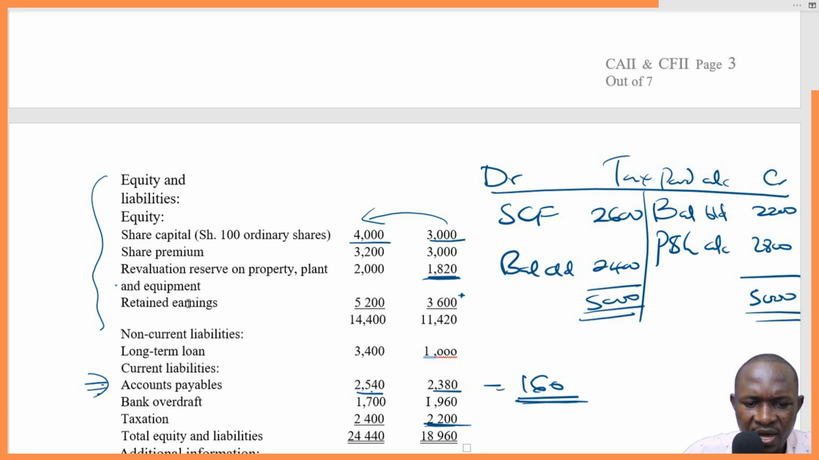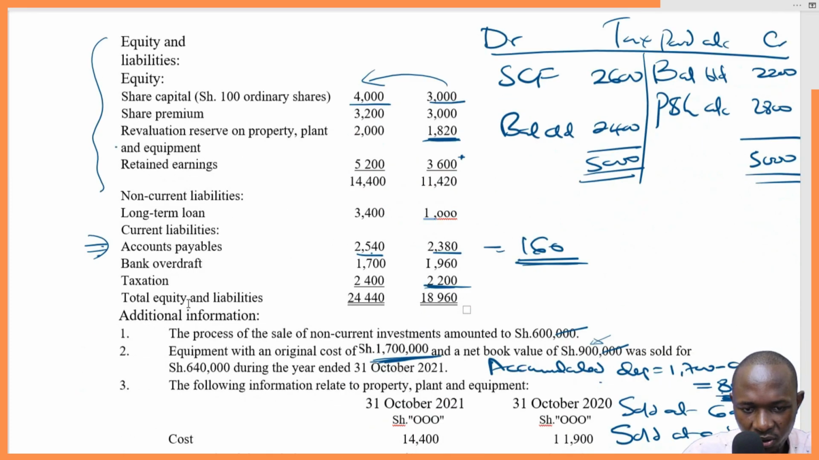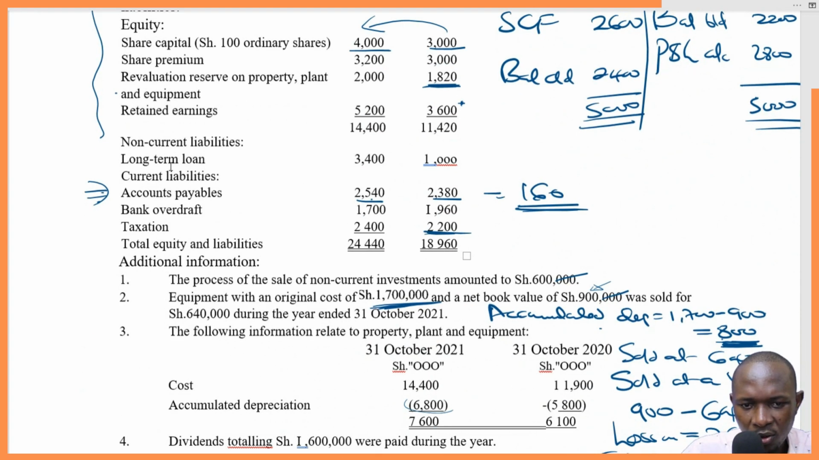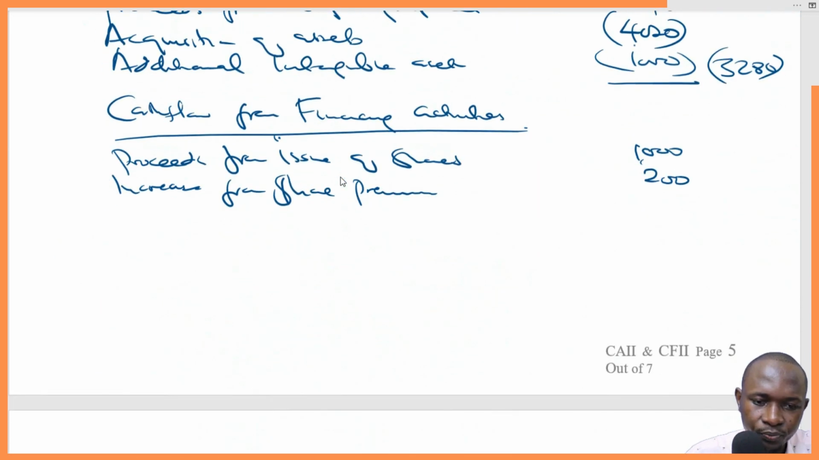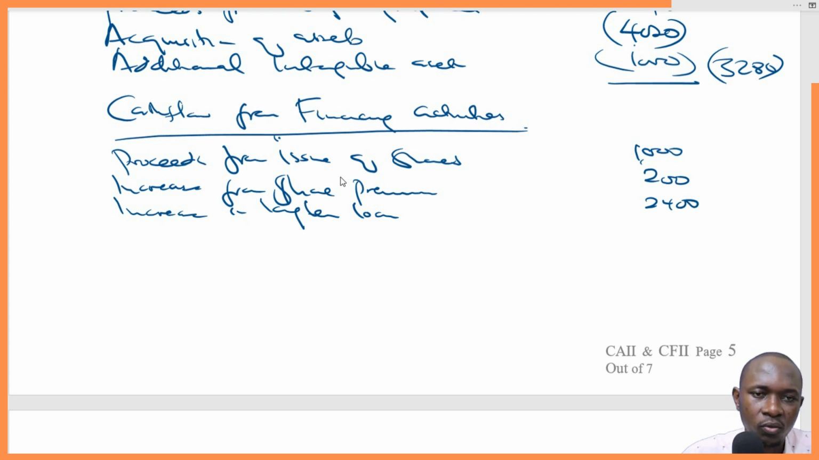The valuation, we are done with that. Retained earnings, that one will be captured under the dividends, so we don't have to go there. Long-term loan is also a financing activity. We can see it has increased from 1,000 to 3,400. That means that we have received 2,400 more. So, increase in long-term loan, 2,400. Good. We are moving. We are in the right direction.